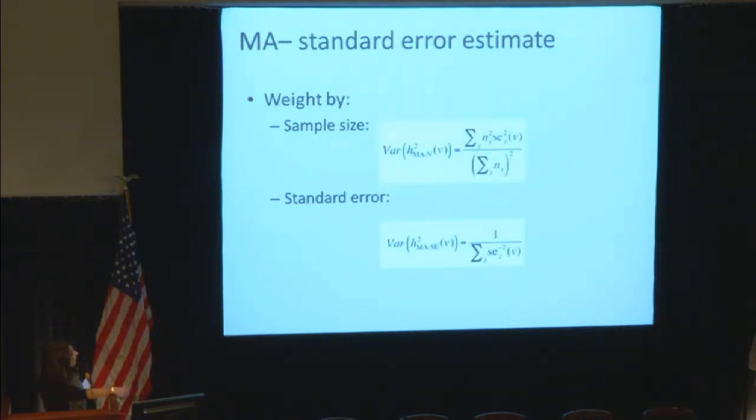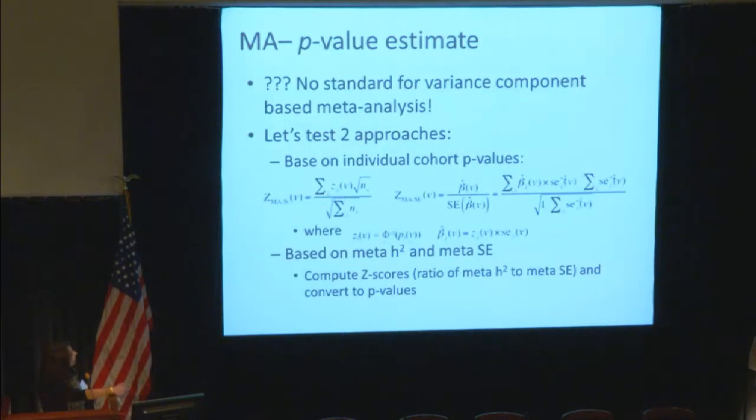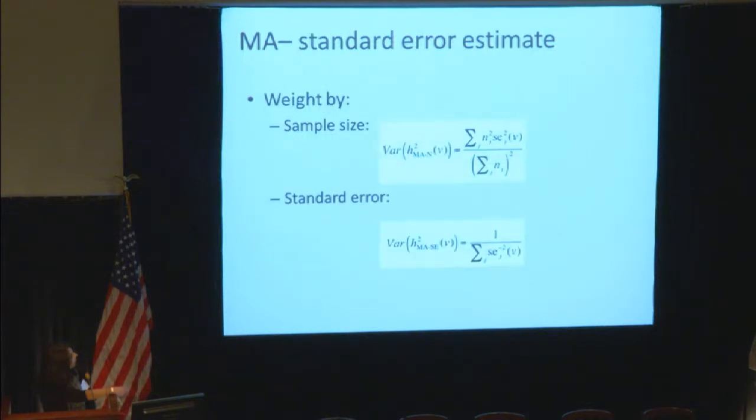We also calculate the weighted standard error estimates for meta-analysis. And so we can weight to get an overall standard error for each of these procedures. So we can weight the standard error also by the sample size and also by standard error for each cohort. So the overall standard error weighted by the standard errors of each cohort.